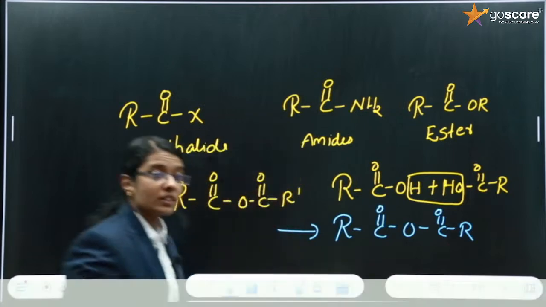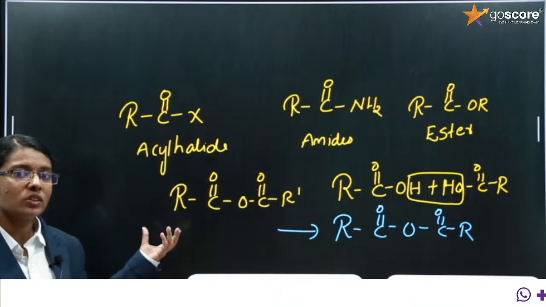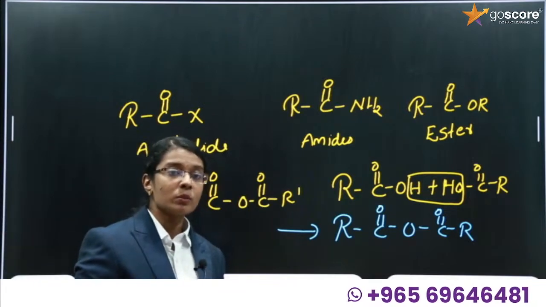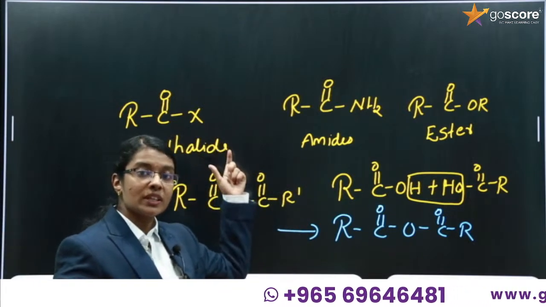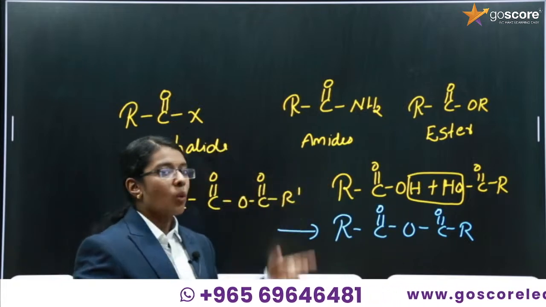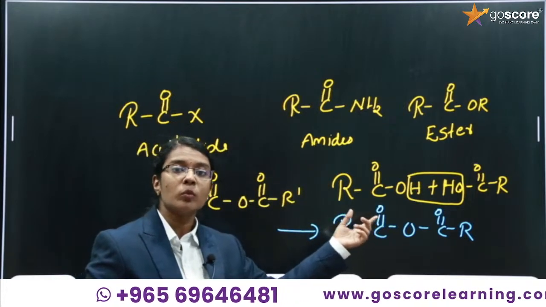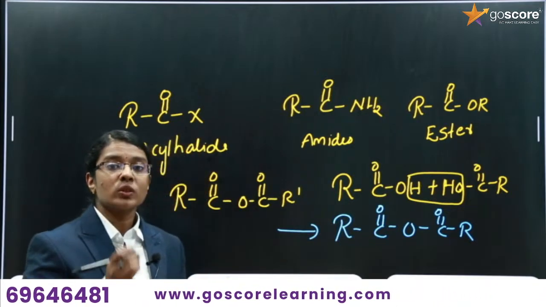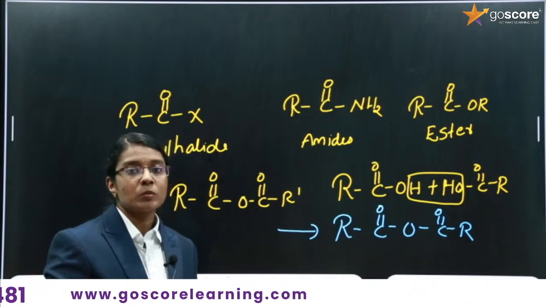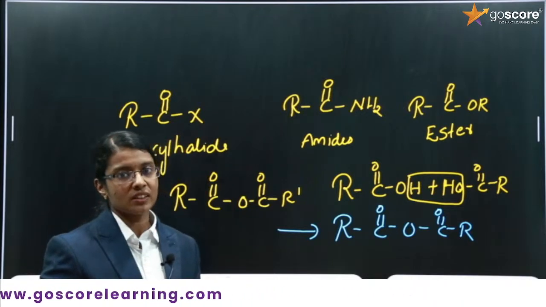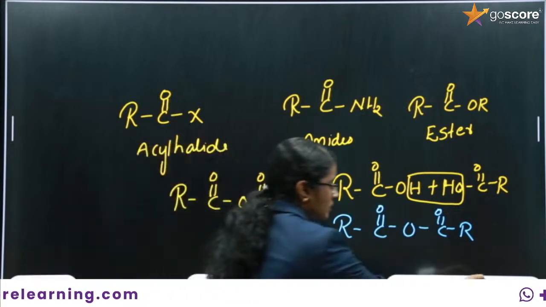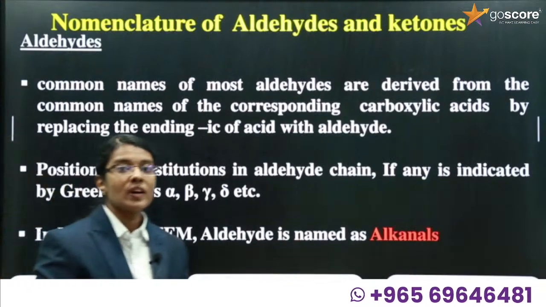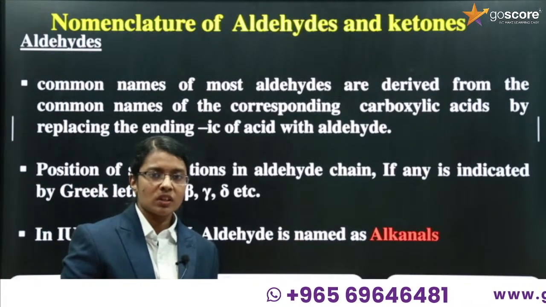So this is called acid derivative. Why is it called acid derivative? We are replacing the OH of the acid group with X, NH2, OR or OC double bond R. So it is called acid derivative. Is that clear? These are the general formulas of some organic compounds that you have to study thoroughly. Okay, next we are moving to the nomenclature of aldehyde and ketones.